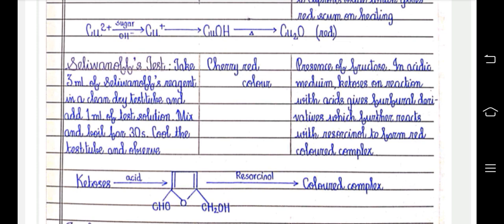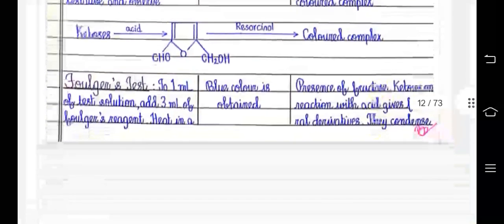Presence of fructose. In acidic medium, ketoses on reaction with acids give furfural derivatives, which further react with resorcinol to form red colored complex. Presence of fructose. Ketose, resorcinol, colored complex.